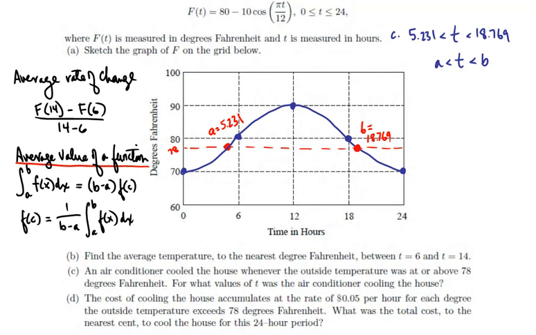Well, it's obvious we're only going to cool the house when it gets to be hotter than 78 degrees. And so we're only going to cool the house within the interval that we just identified, between t equals 5.231 and t equals 18.769. In that interval, the temperature rises to 78 degrees or above, and so we want to turn on the air conditioner, and it's going to cost 5 cents per hour for each degree that the outside temperature exceeds 78 degrees. So I've shaded in the area between 78 degrees and the curve, and that's really what we're looking for there.